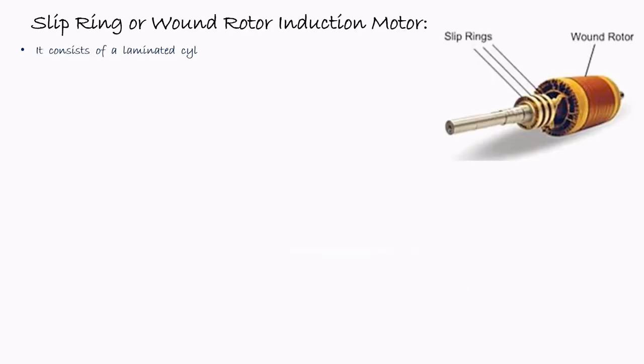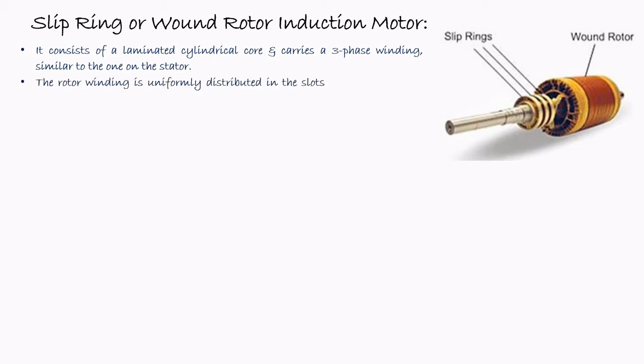Next is the slip ring induction motor. It consists of a laminated cylindrical core and carries a three-phase winding similar to the stator winding. So in case of slip ring induction motor, the rotor conductors are not in the shape of the bars that we used in the squirrel cage induction motor, but here the rotor conductors are made of windings, just like the stator. The rotor windings are uniformly distributed in the slots of the rotor, and the rotor conductors are generally star connected.